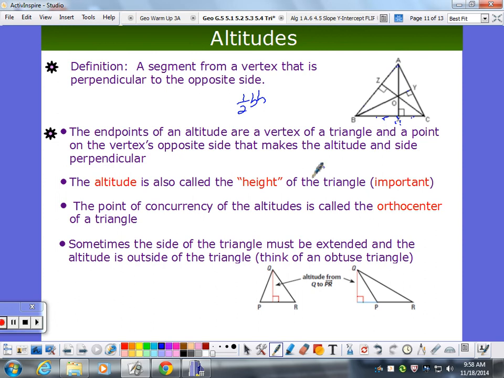Yeah, we're going to look at a right triangle. He's absolutely right because of that perpendicular. Hold on to that thought. You're right. The point of concurrency. So all the altitudes in a triangle will meet up at a point called an orthocenter.